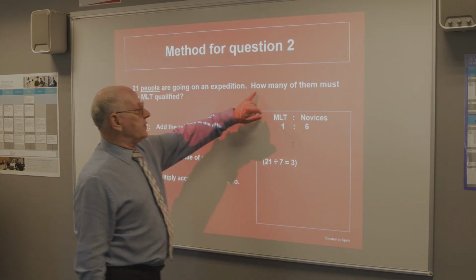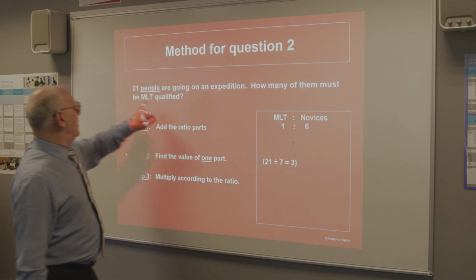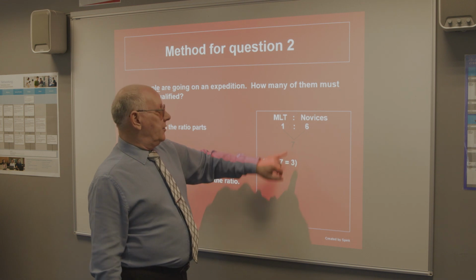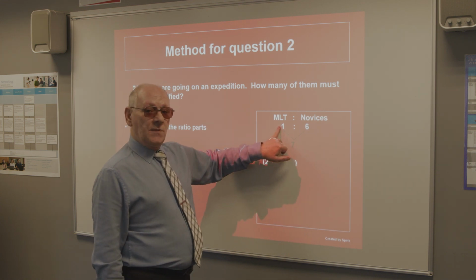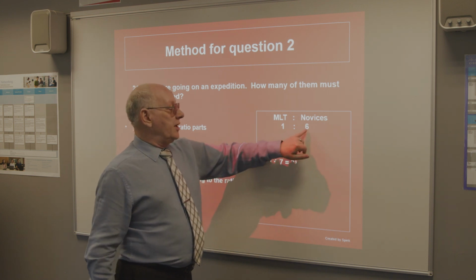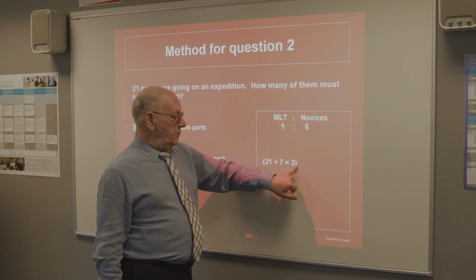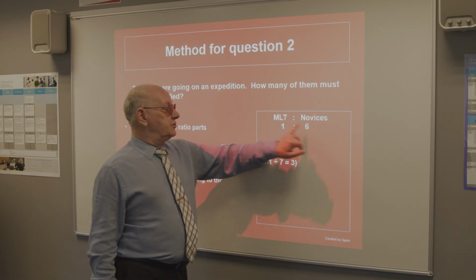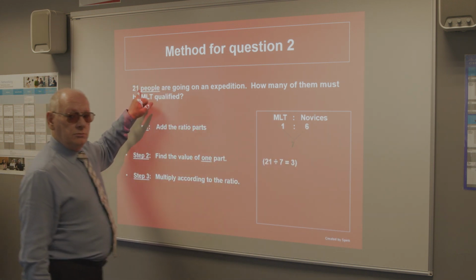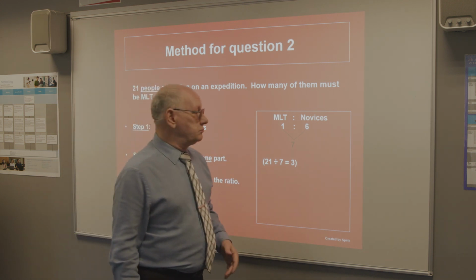The question is, how many of them must be MLT qualified? That's this side. 3 times 1 is 3. So the answer is 3. But you can check your answer by adding that 18, 3 times 6, to the 3 and coming back to 21. So you know you're right.